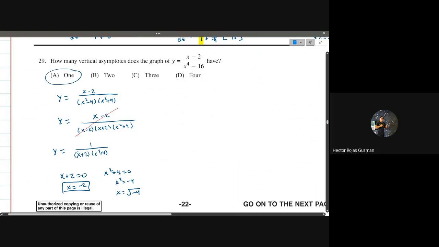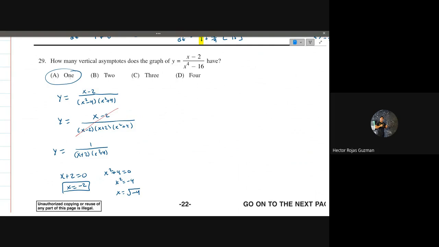If you didn't simplify the function, maybe you would have made the mistake of getting 2 vertical asymptotes. But the factor that cancels out, that's a hole, aka a removable discontinuity. I know the question wasn't asking this, but I'm just going to show you. x equals 2 is my removable discontinuity, a hole.